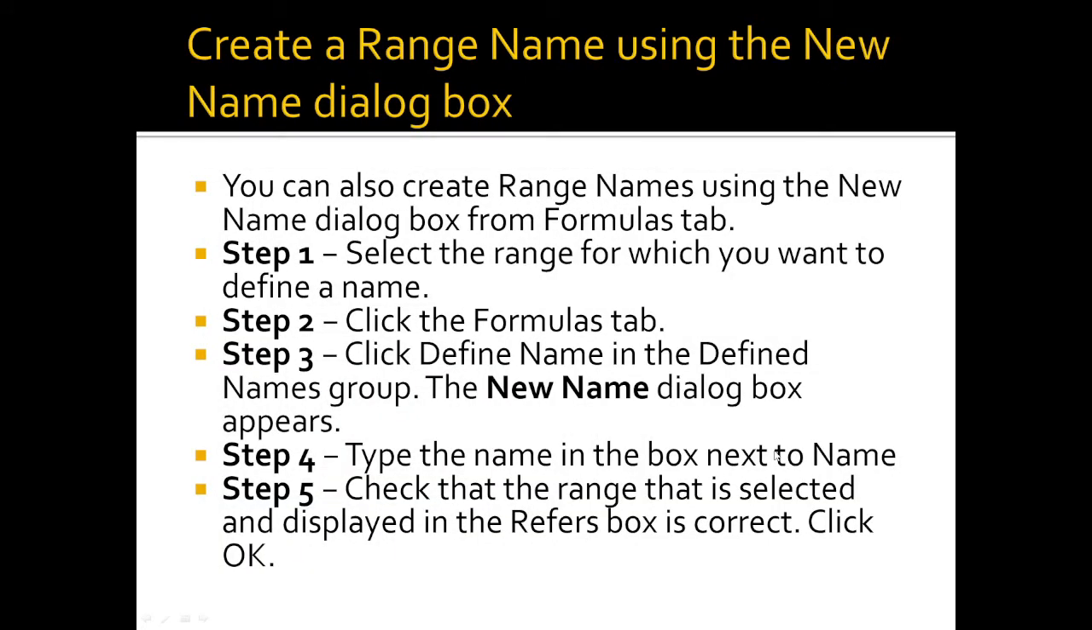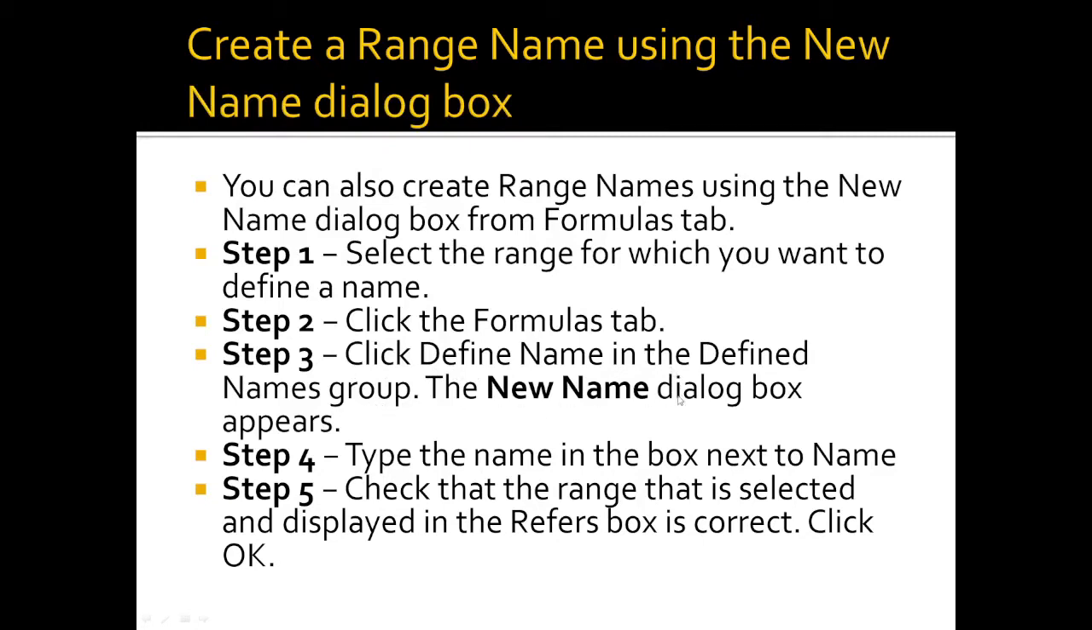So here's another method. Create a range name using the New Name dialog box. You can also create range names using the New Name dialog box from the Formulas tab. The first step is to select the range for which you want to define a name. Then step 2, click the Formulas tab. Then step 3, click Define Name in the Define Names group.